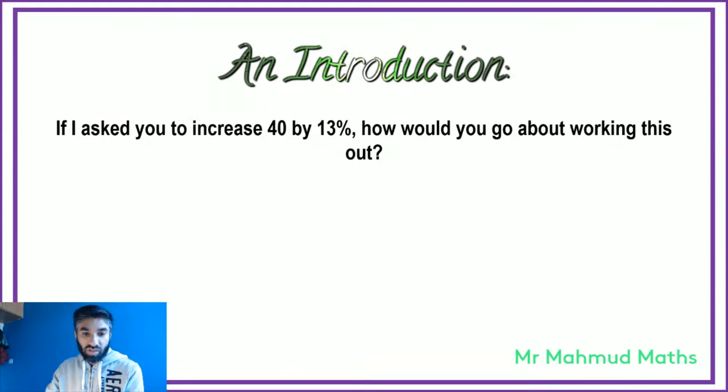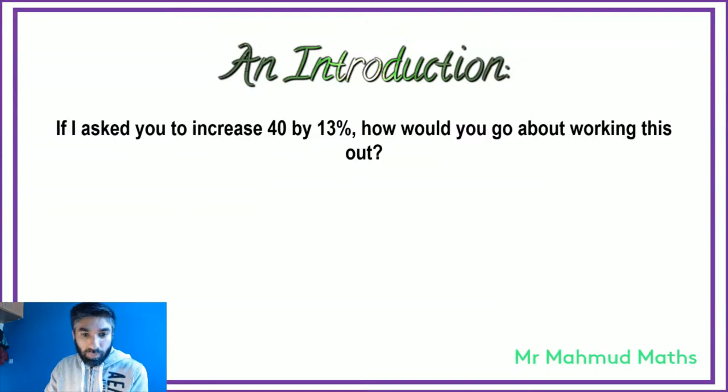So 13%. Thank you, Medina, putting the rules right. Okay. So the question is, write down the calculation for increasing by 13%. So, Gushi, well done. 40 times 0.13.